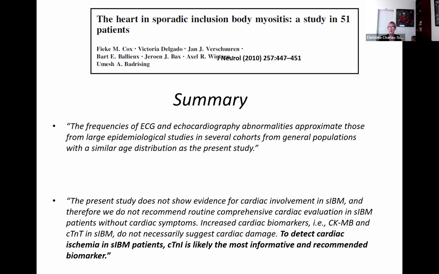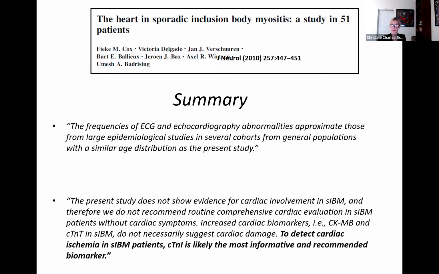What did they conclude from this? And I have to say, I didn't entirely agree. I do think this is a wonderful group and that they went and they looked at this, right? Nobody had looked at this. So I give them a lot of props in looking at this. What they did was they compared this data in 51 patients to large epidemiologic studies. And they said, you know what, the abnormalities we see here in ECG, EKG, echo, they're about the same as what we see in these large studies in patients who don't have myositis, general population, right? And so they concluded that there's not evidence for cardiac involvement in IBM.